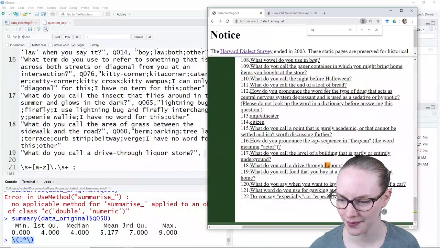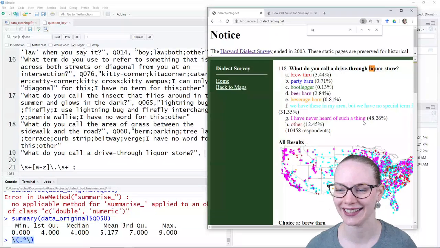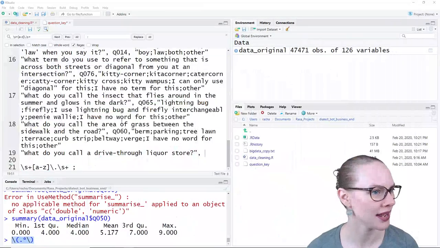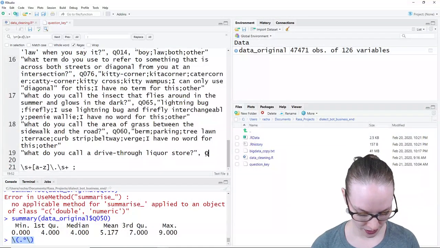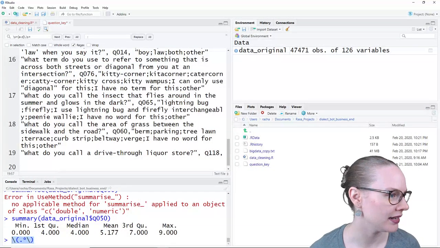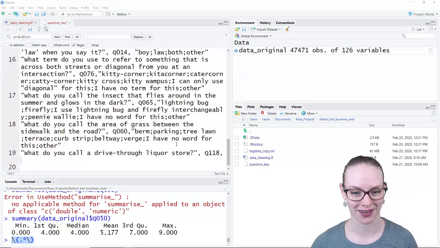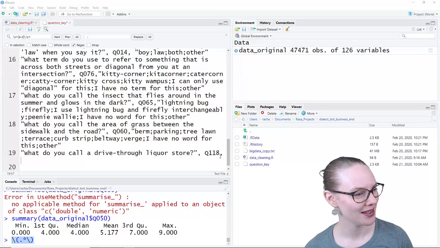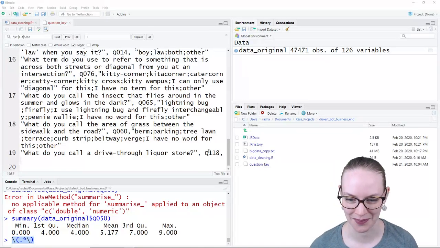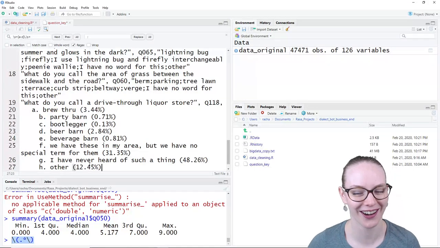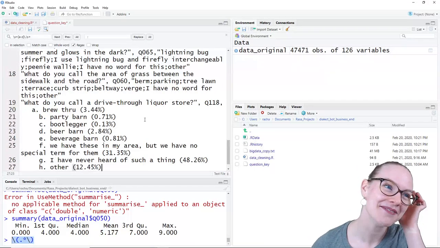Thank you. Yeah. I mean, a bad idea, but Q118, and then the options are brew through, party barn, bootlegger, beer barn, beverage barn. We have these in my area, but I have no special term for them, and I've never heard of such a thing. And then other.